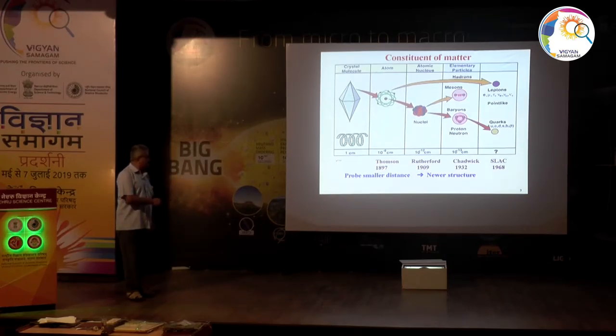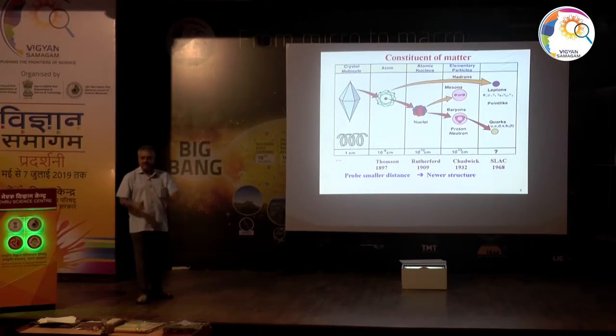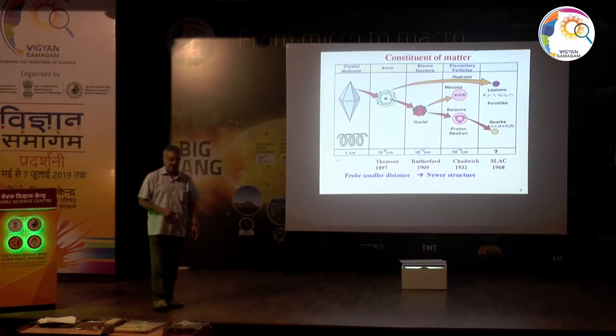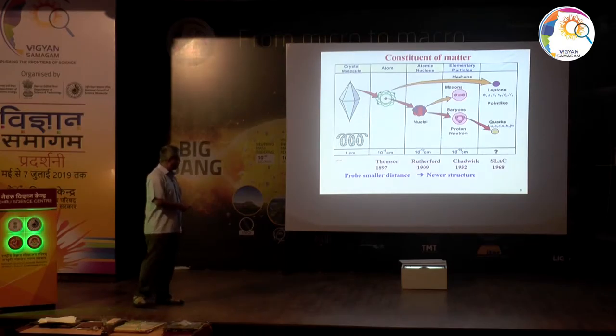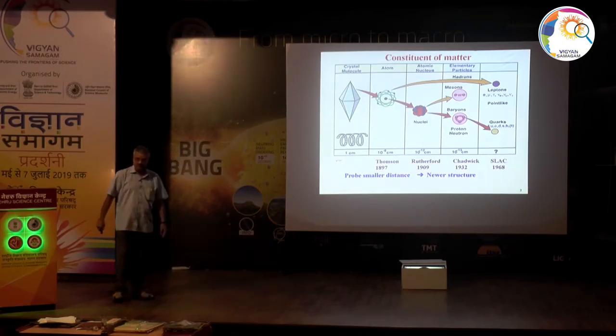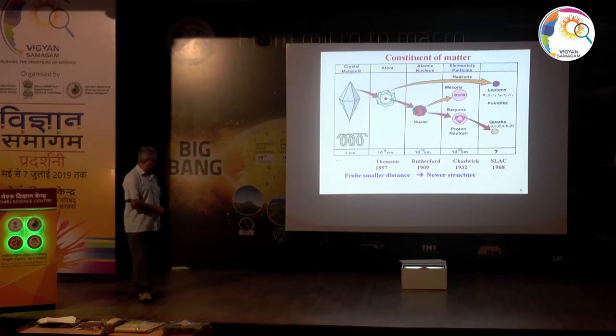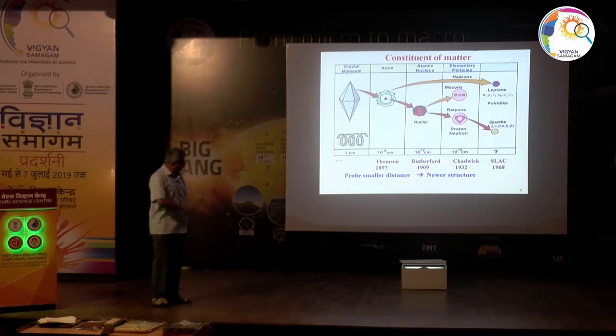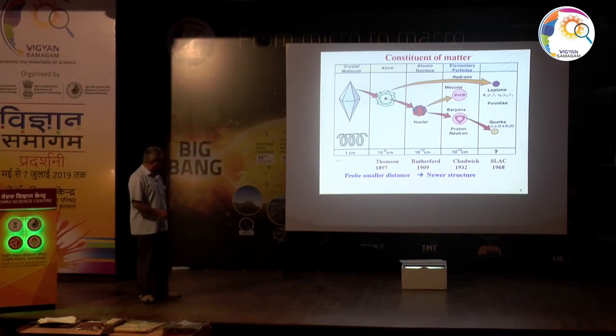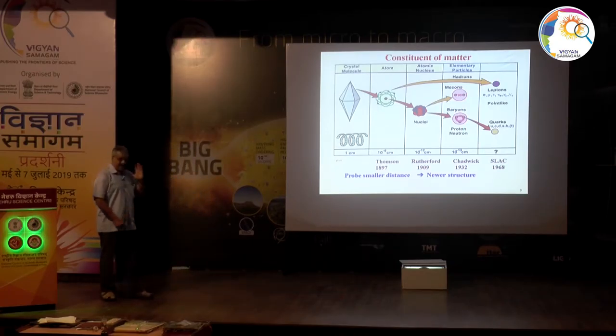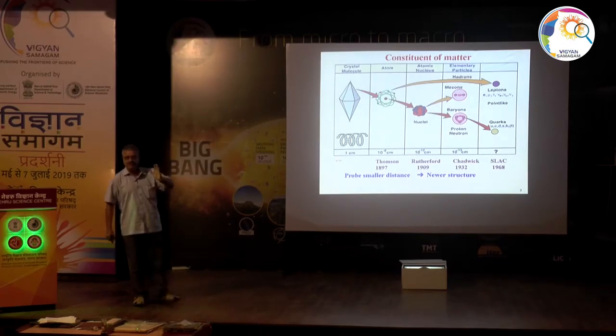But then Chadwick says that this is the nucleus, made of two different kinds of particles. One is called the neutron and this one is called the proton. That was in 1932, and then as time goes on, in 1968, there is another experiment. This is the same kind of experiment as Rutherford's.